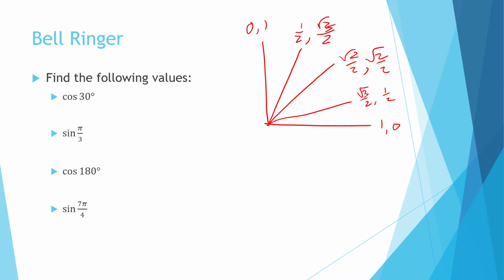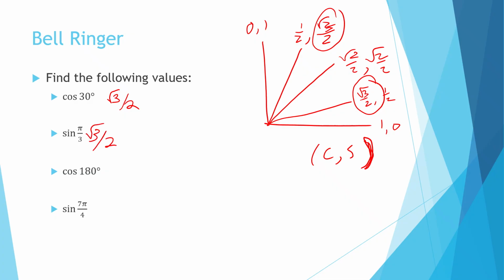And so cosine of 30 degrees is going to be our first coordinate, right? Our x coordinate there, because it's cosine comma sine. So this should be root 3 over 2. And then sine of pi over 3 is 60 degrees. That should also be root 3 over 2. So those are our first two there. Cosine of 180. 180 degrees is right here. This coordinate is negative 1 comma 0. So the cosine value, the x coordinate there, is negative 1.